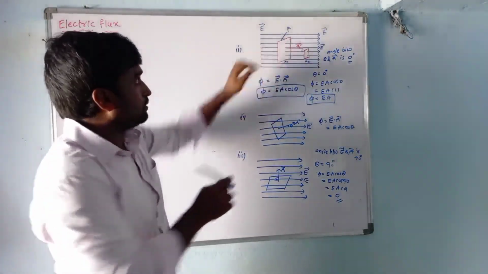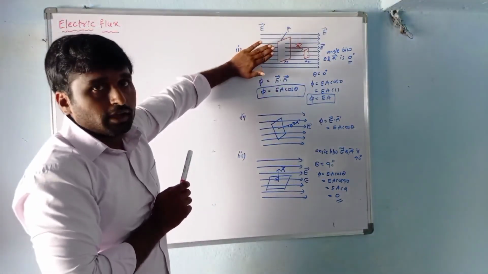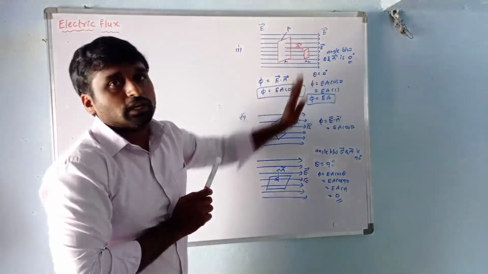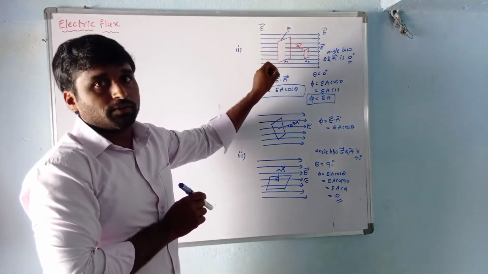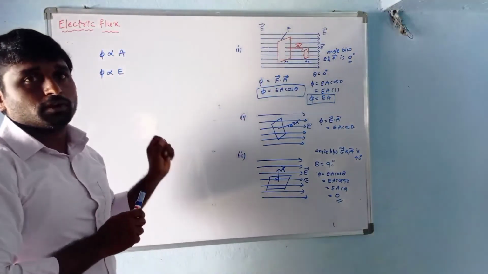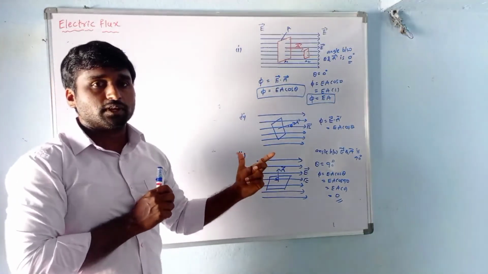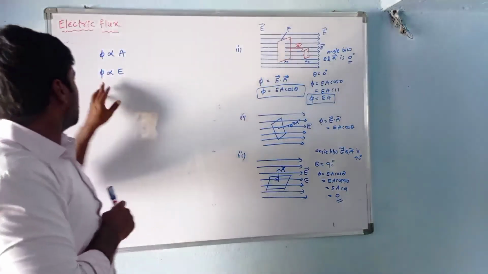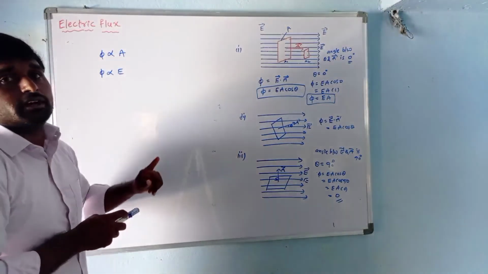When more electric field lines pass through the surface, then the electric flux will be more. See here, 1 2 3 4 5 6, six lines are touching this surface area, while in this surface only two electric field lines. In which surface are there more electric field lines? In the first surface. So electric flux depends upon the electric field lines. If we have more lines, more electric flux. If we have fewer electric field lines, less electric flux. So it depends on the electric field, the area of the surface, and also theta.